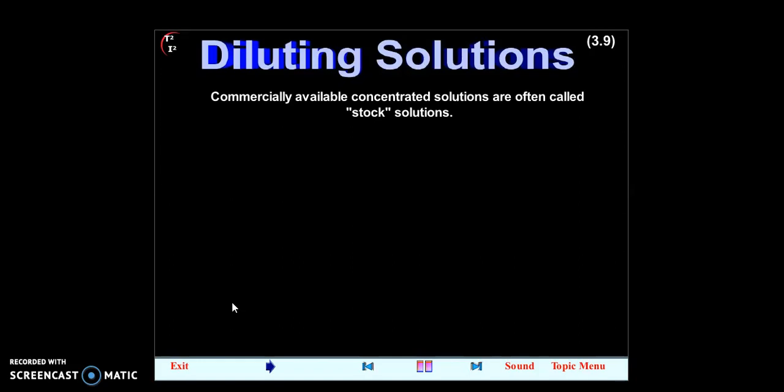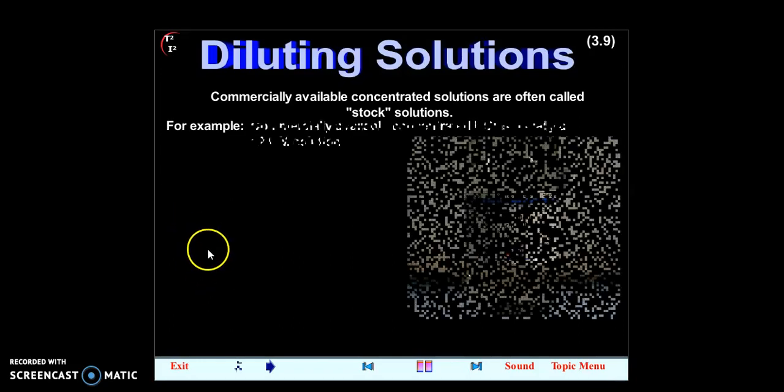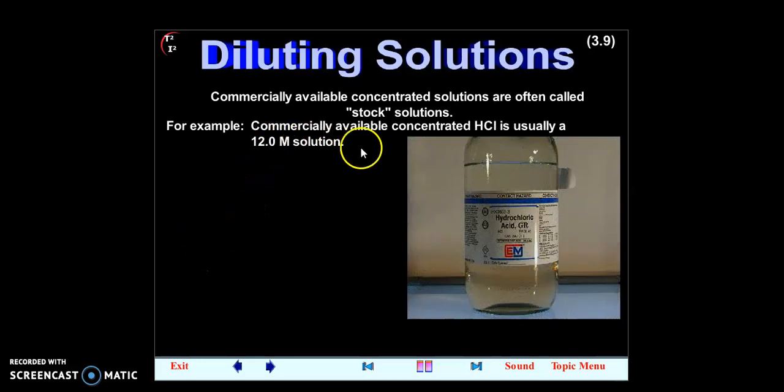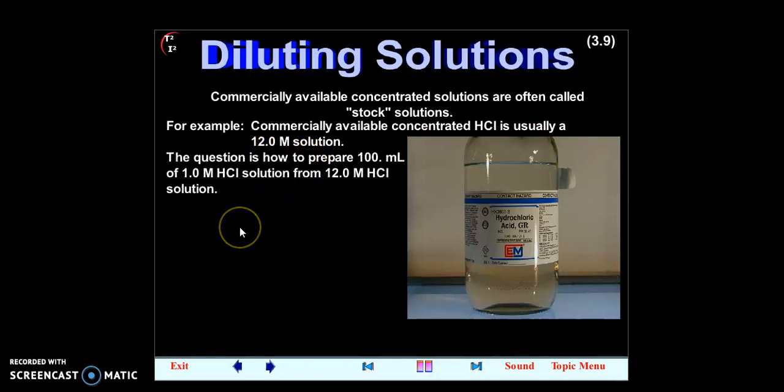Commercially available concentrated solutions are often called stock solutions. For example, commercially available concentrated HCl is usually a 12 molar solution. And when you want to dilute that, the question is how to prepare 100 ml of 1 molar HCl solution from 12 molar HCl solution. So this is the process we're going to take.